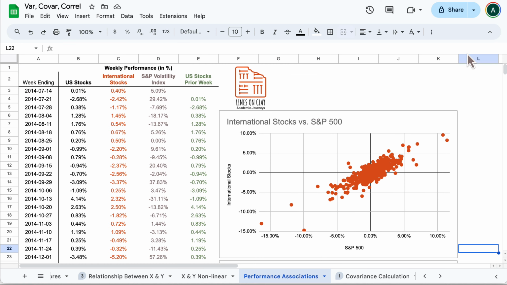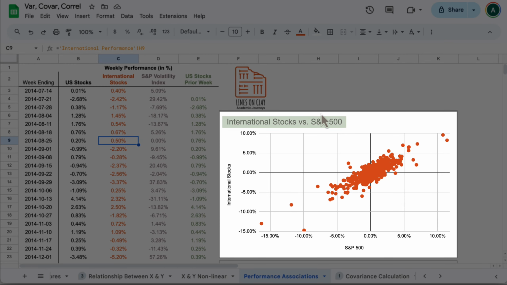This is a set of ordered pairs of performance data between U.S. stocks. It's weekly performance, by the way. U.S. stocks, international stocks, the S&P Volatility Index, which measures volatility in the U.S. stock market. And then we're also going to look at how did U.S. stocks do this week versus how did they do last week and see, hey, is there a trading strategy in play where I could invest this week on the basis of how stocks performed last week? All right, well, cool. This is all data that I got off of finance.yahoo.